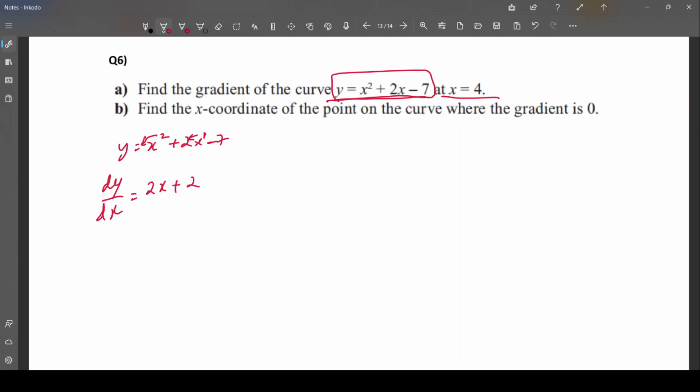Now we'll put the value of x as 4 in this. So if I put the value of x as 4, I'll get the gradient. So 4 times 2 is 8, 8 plus 2 is 10. So 10 is the gradient of this particular curve at this point, x equals 4.